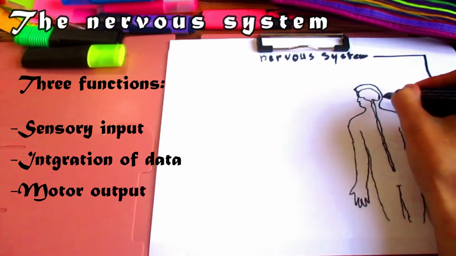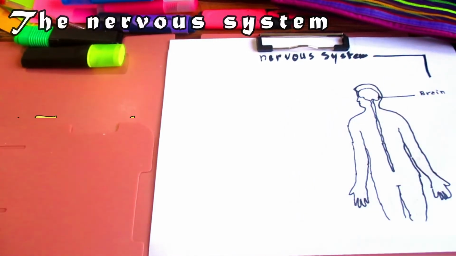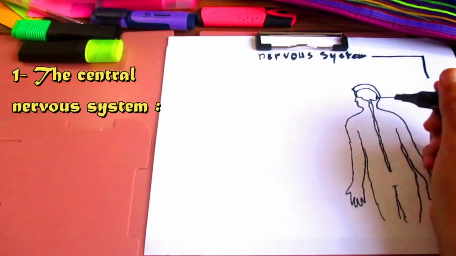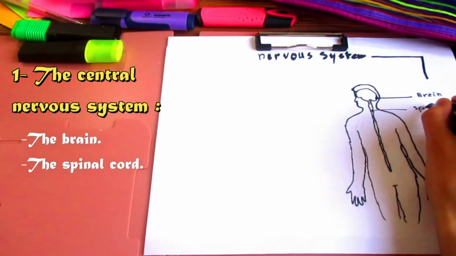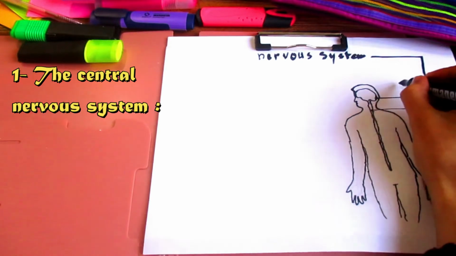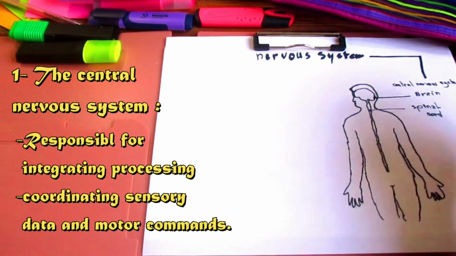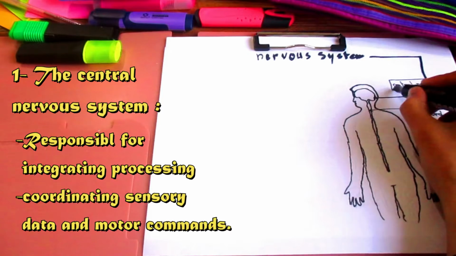So our nervous system is divided in two components. The first is the central nervous system, which includes the brain and the spinal cord. This central nervous system is responsible for integrating, processing, and coordinating sensory data and motor commands.